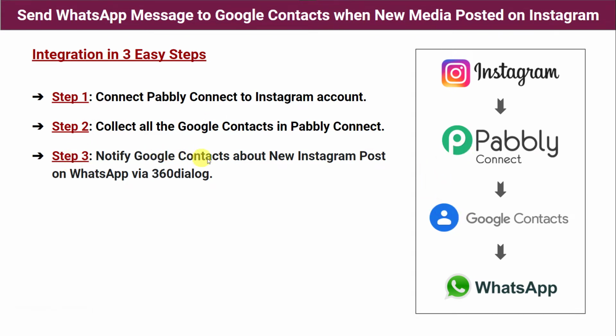Step 3. Notify Google Contacts about new Instagram post on WhatsApp via 360 dialog. So at step 3, all the people in your Google Contacts are going to receive a WhatsApp message stating that you have created a new post on your Instagram account. And here we are going to use 360 dialog software application for sending the messages on WhatsApp. So in this way we are going to create an integration between Instagram, Google Contacts and WhatsApp using Pabbly Connect. So let us learn the integration process now.